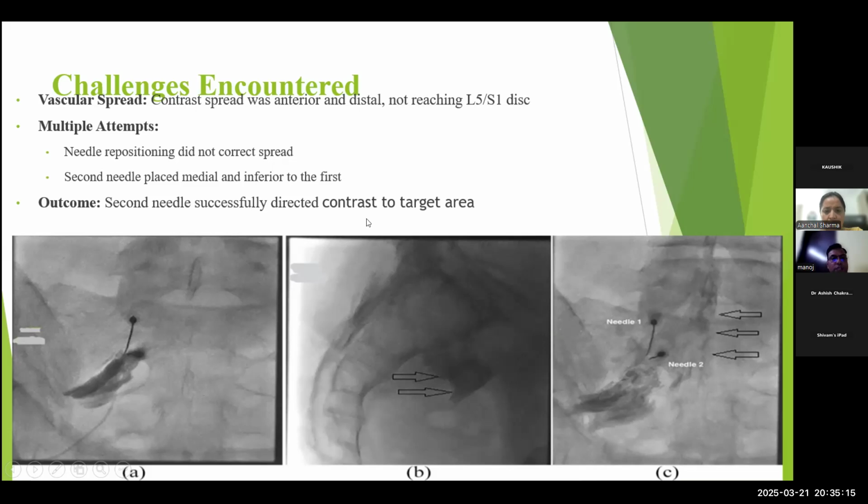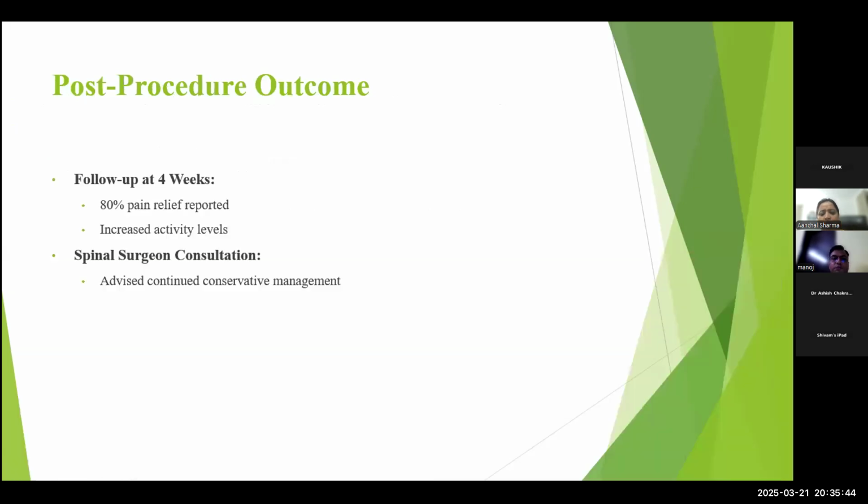But then multiple attempts were done. The needle was positioned in and out, but the desired contrast spread was not obtained. So they came to the idea that we have to put a second needle medial and inferior to the first. And in the C picture, you can see the contrast is going up to the L5-S1 disc level, which was our target area. So then the drug was given, that is local anesthetic and steroid, after confirming the needle position.